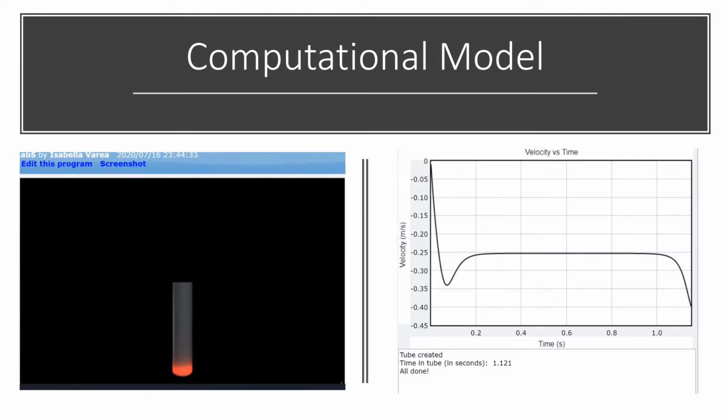So here's my computational model results. On the left you can see the tube and the magnet, and on the right you can see the velocity versus time graph. According to my model, it took 1.121 seconds for the magnet to fall through the tube.